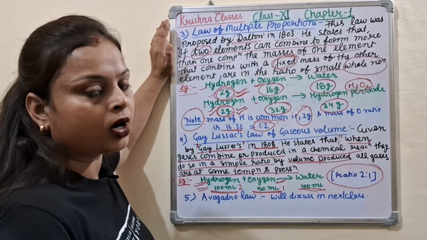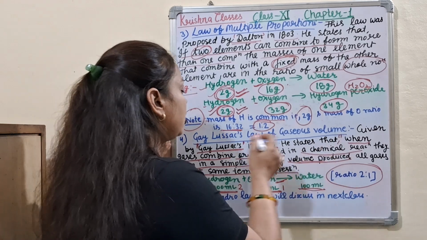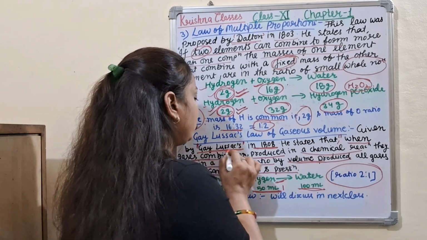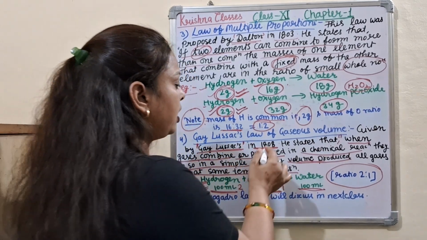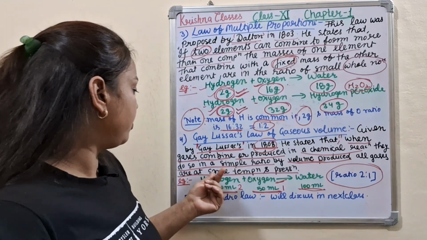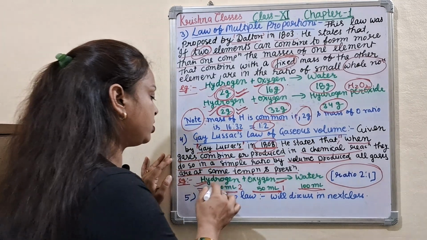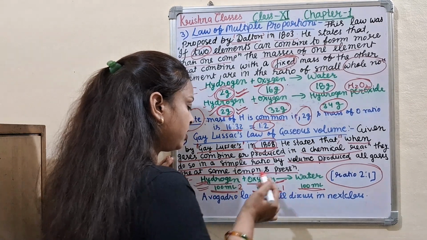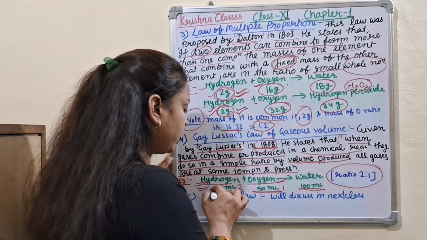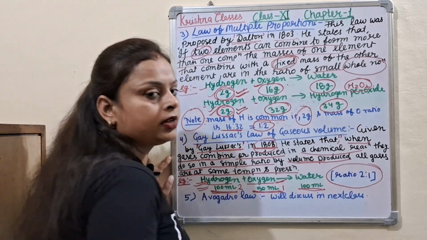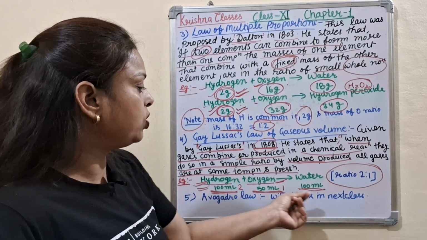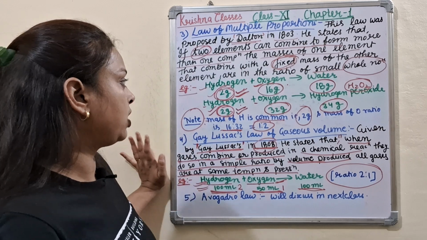I repeat again, what is Gay-Lussac's law? This law was given by Gay-Lussac in 1808. He stated that when gases combine or are produced, like hydrogen and oxygen combining, the volumes of hydrogen and oxygen are in a simple ratio like 2:1. So this is Gay-Lussac's law.